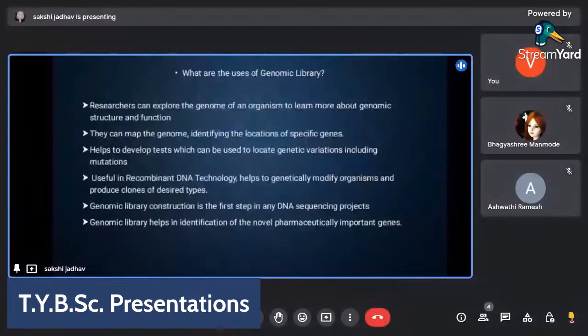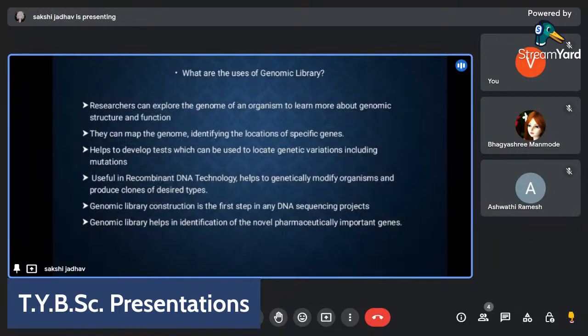Researchers can explore the genome of an organism to learn more about genomic structure and function. They can map the genome and identify the location of specific genes, which helps to develop tests that can be used to locate genetic variation, including mutation. It is useful in recombinant DNA technology, helping to genetically modify organisms and produce clones of desired types.